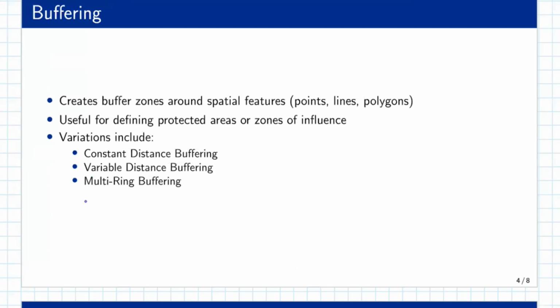We'll talk about buffering. In GIS, buffering is a technique used to create buffer zones. Buffer zones indicate, for example, if you have a point like this, a certain zone that demarcates a distance from that particular point. So in this technique, we create buffer zones for points, lines, or polygons.